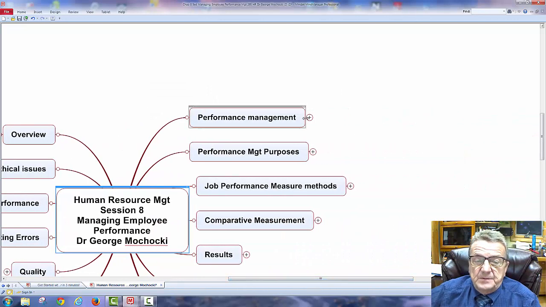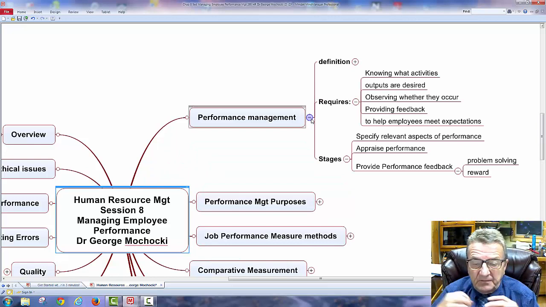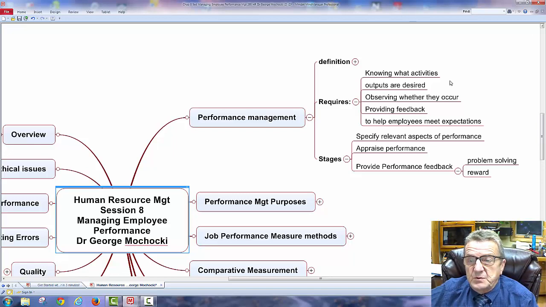What is performance management? At every level, you expect individuals to perform a certain way that is acceptable to other team members, and that allows the individual to have independence, autonomy, responsibility, but also achievement and self-worth, while also achieving the organizational objective. So it means knowing what activities you want to measure, what outputs are desired, observing whether they occur, and providing feedback. Remember, you want constructive feedback, not always nagging feedback. You want feedback to help the employee.